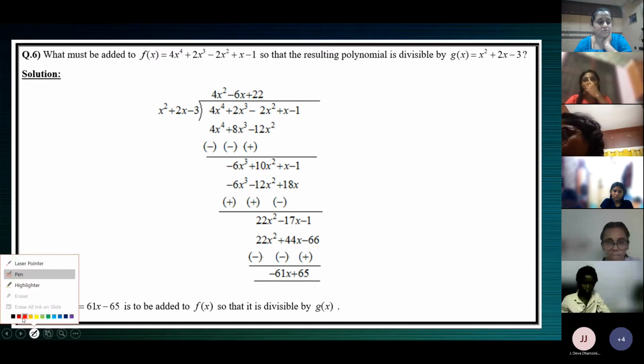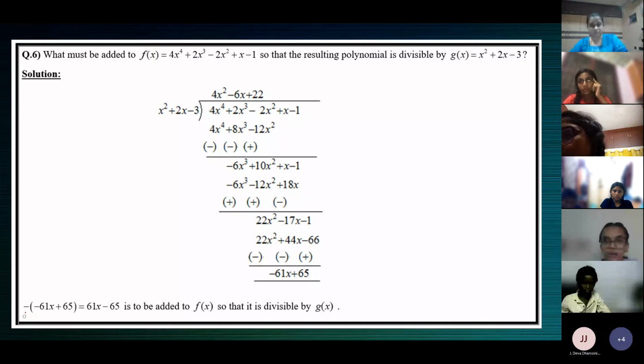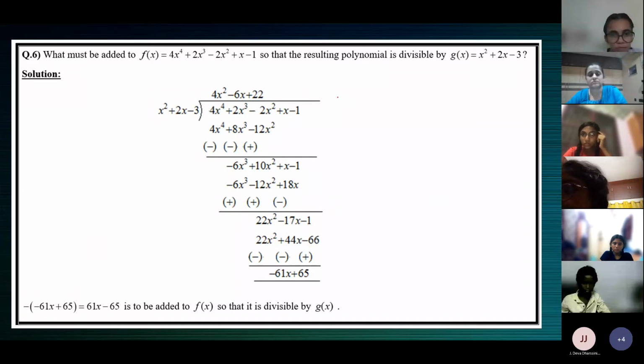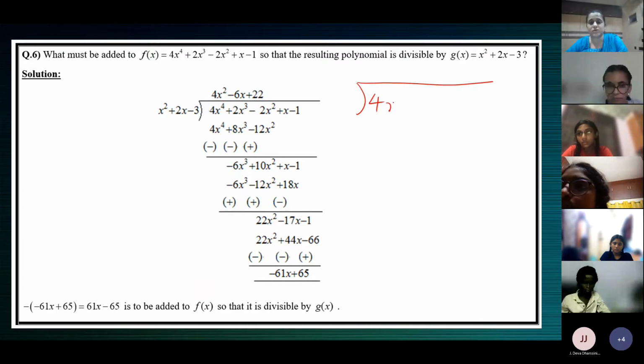Yes, Madhumita? Ma'am, first we're supposed to find out what we should multiply 4x to the power 4 with to get 4x to the power 4. Let me just do it here. So this is the dividend, 4x to the power 4. One minute, just write down the dividend and divisor. I'll take a different slide and work it there. Kindly make a note of the dividend and divisor.